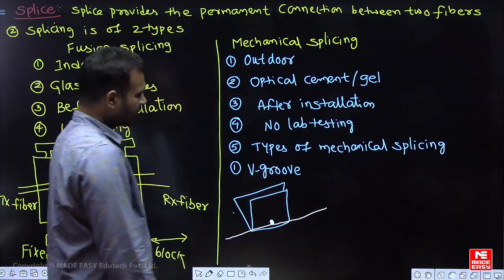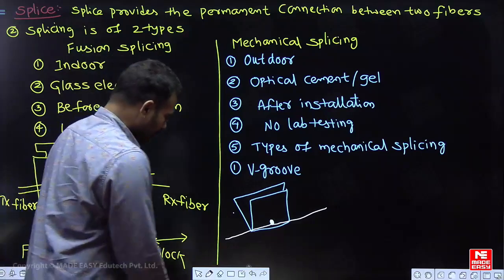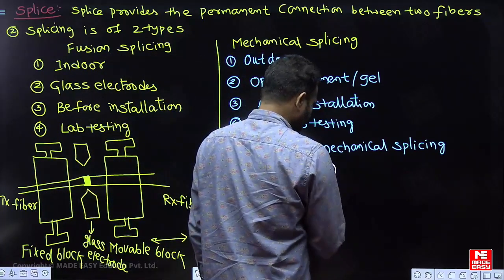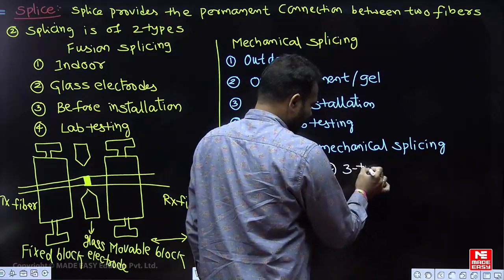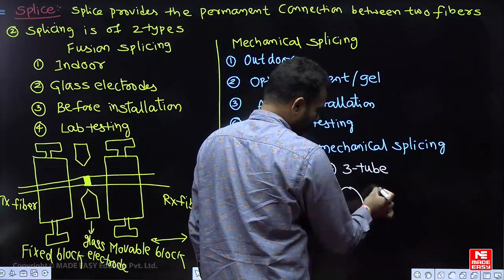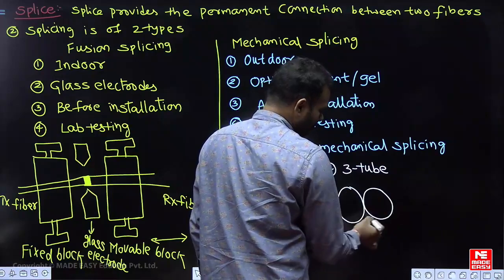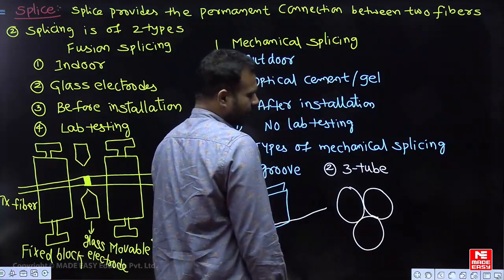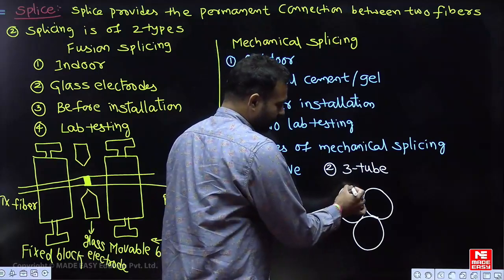So this is called the V-groove technique we are having. After the V-groove, next we are moving to the second one, which is called the 3-tube method. The 3-tube method is one of the worst methods we are having. I will explain the procedure, please concentrate. 3 tubes are connected like this, as shown in the figure.